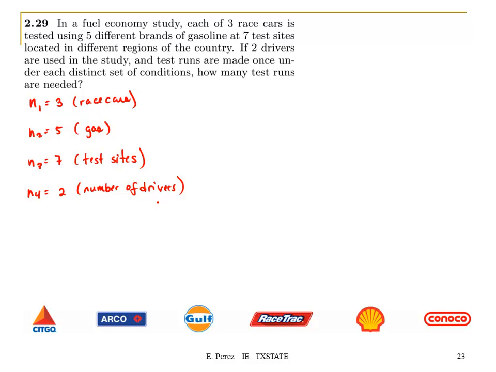And the question is, test runs are made once under each distinct set of conditions. How many test runs are needed? So we have 3 factors for the first one, 5 factors for the second one, 7 factors for the third one, and 2 factors for the last one. So if you're going to combine all of them, what rule should you use?